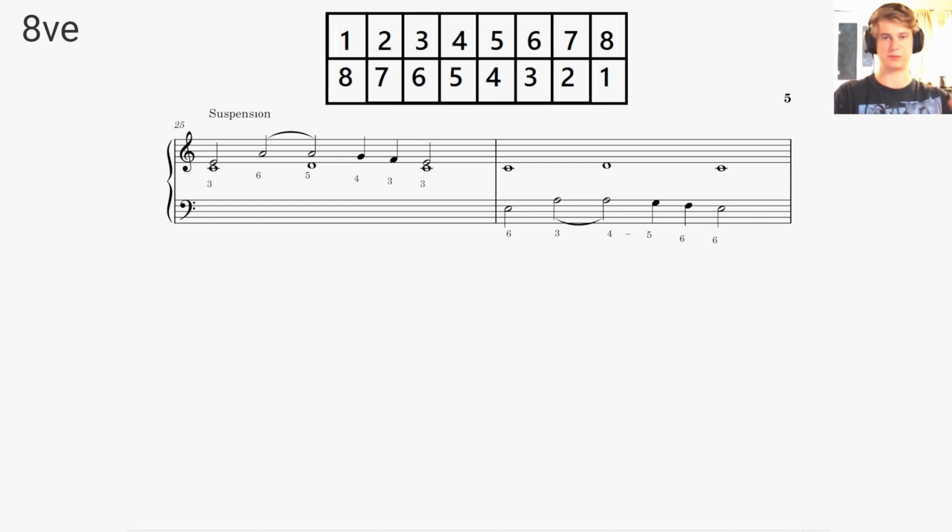So we can see a similar thing where the fourth is resolving to a sixth, and it's passing through that fifth along the way, and in some sense holding out that 4 and going down resolving on the sixth might imply a 4/6 chord.